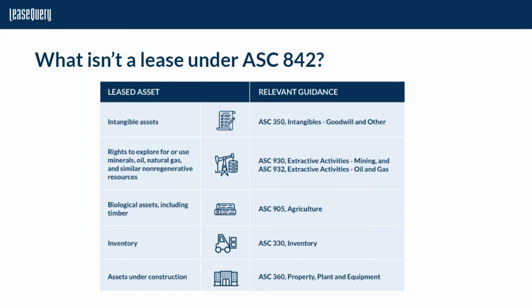842-10-15-1. Those are intangible assets, rights to explore for or use minerals, oil, natural gas, and other similar non-regenerative resources, biological assets including timber, inventory, and assets under construction. If the lease agreement is for one of these types of assets, it is not accounted for under ASC 842, but rather accounted for under other more appropriate guidance.